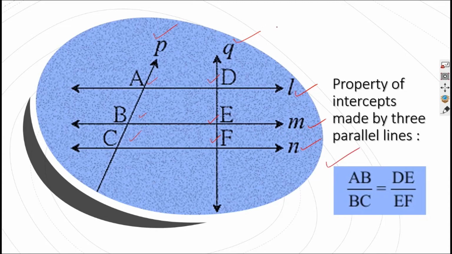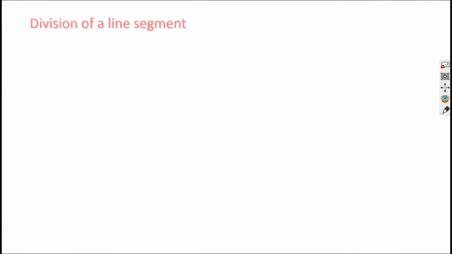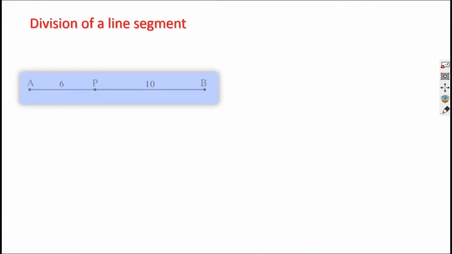That you should remember now. There are three things you should remember before proceeding. So remember the concept of what happens when parallel lines are intercepted by another line, the proportionality of the intercepted points. Now next you should remember something you studied about a line segment and its proportionate division.